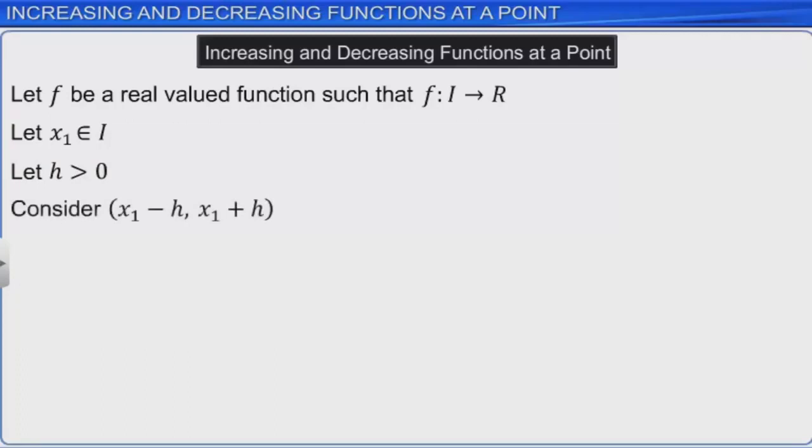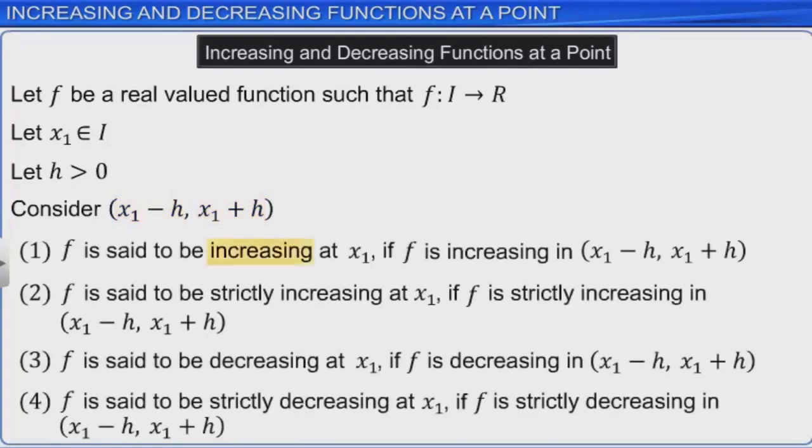Consider an open interval in the neighborhood of x1, that is, open interval x1 minus h, comma, x1 plus h. Function f is said to be increasing, or strictly increasing, or decreasing, or strictly decreasing at point x1 if it is increasing or strictly increasing, or decreasing or strictly decreasing, respectively, in the open interval x1 minus h, comma, x1 plus h.